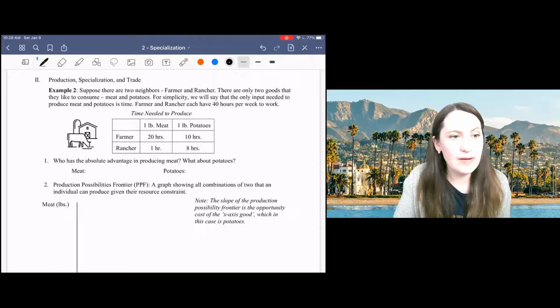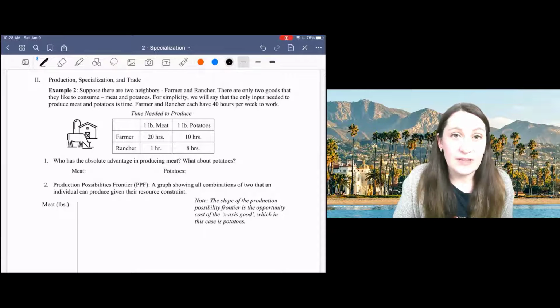All right, so here we have two neighbors, the farmer and the rancher. And unlike Jim and Cindy, they don't care about some good jointly. They only care about what they individually get to consume. There are two goods that they like to consume, meat and potatoes. And of course, they need to use a resource, in this case, time, to produce those goods.